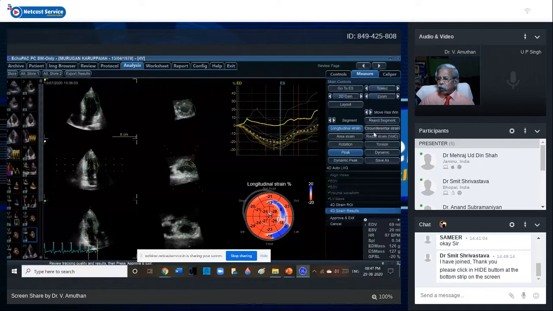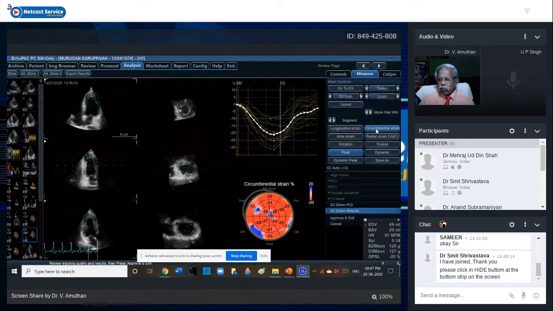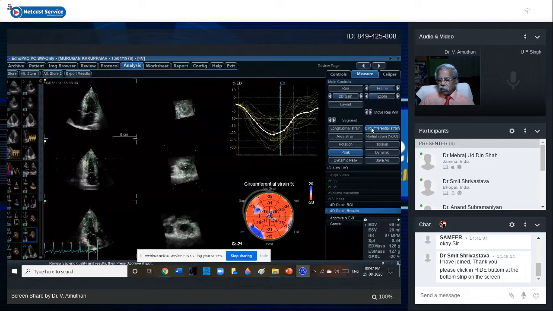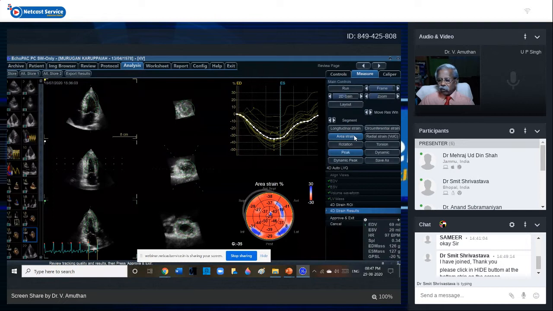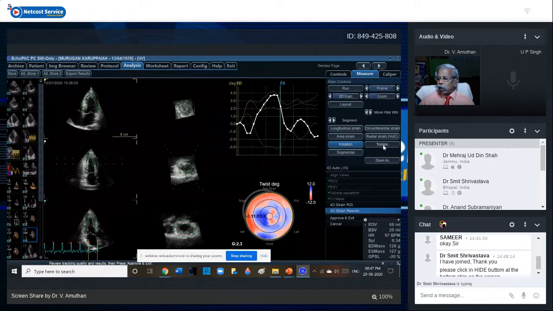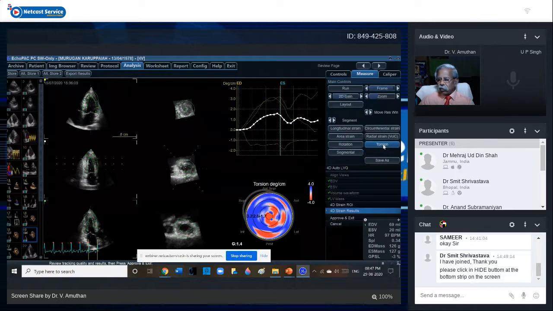By just placing these points, this is circumferential strain. Immediately this is available, and go to end systole, you will get the point. This is the GLS which you have. GLS is -20. This is circumferential strain, -21, and you can have the area strain. This is area strain -35, and this is the radial strain which is +64. And you can have the rotation also. You can see here the rotation, twist and torsion. This is the rotation, and this is the torsion which is available.